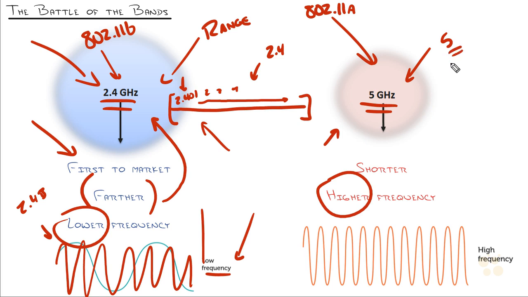But the key attribute is 2.4 is not as affected by absorption as a higher frequency like 5 gigahertz. And what I mean by that is you've got a little wireless access point broadcasting out and there's a wall, right? 2.4 gigahertz will pass far easier through that wall than 5 gigahertz actually will. The wall doesn't actually stop 5 gigahertz, but it absorbs it a lot more.